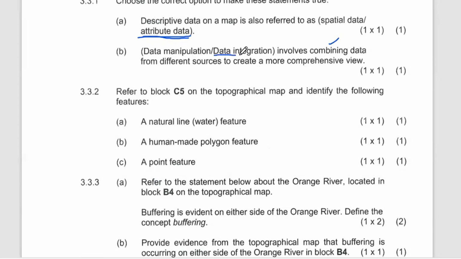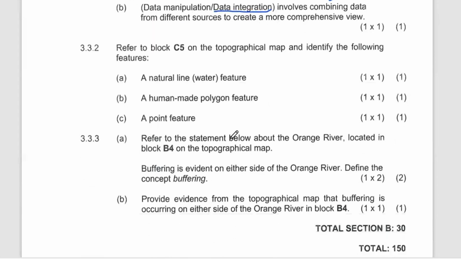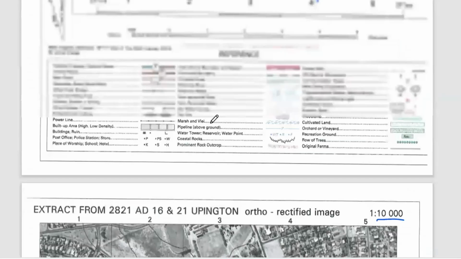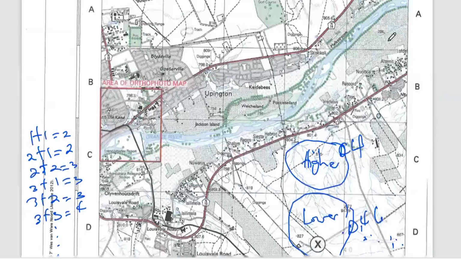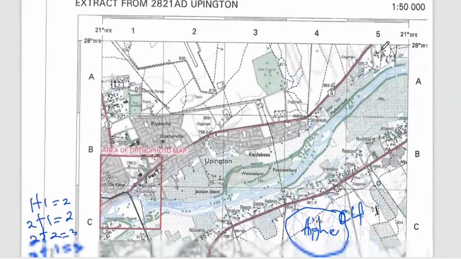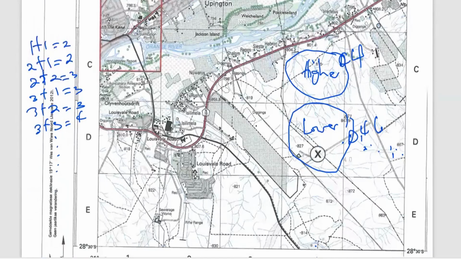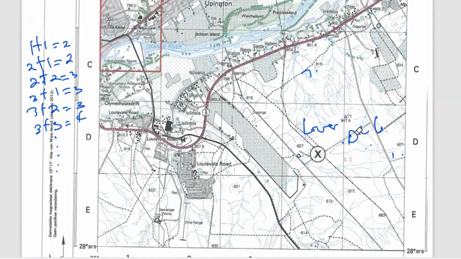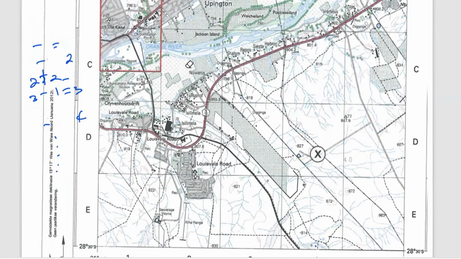That is data integration. Refer to block C5 on the topographical map and identify the following features. Let's go to block C5. If we check on block C5 on the topographic map, we are referring to block C5 here. Let us try to analyze that block. Right, our block C5, we want to try and analyze. We want to identify a natural line, which is a water feature. A feature which is natural, which is presented as a line and is a water feature.